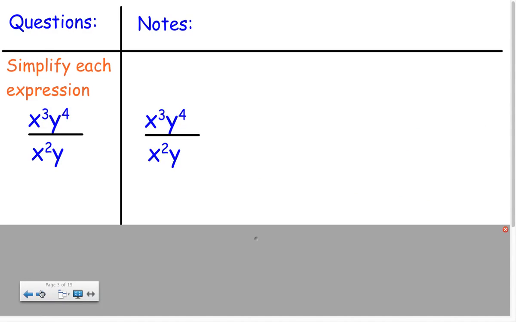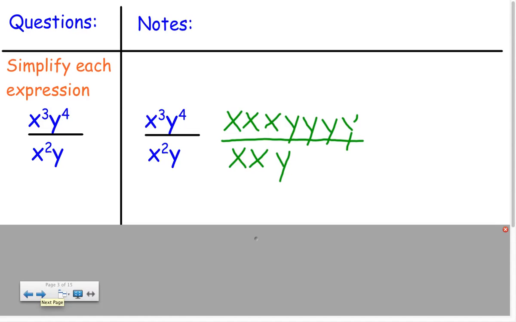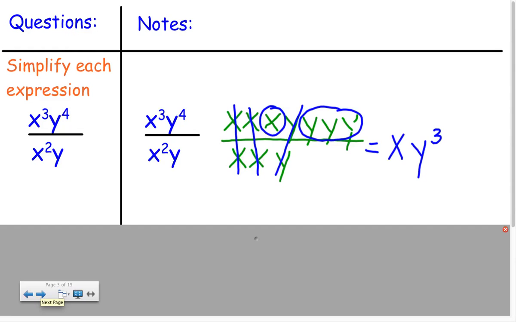All right, x cubed y to the 4th over x squared y. So that means there's 3 x's on the top and 4 y's. And on the bottom, there's 2 x's and 1 y. Cancel the x's that I'm able to. Cancel the y's that I'm able to. And I'm left with 1 x on the top and 3 y's. And again, I'm left with nothing on the bottom, so I don't need to make the fraction line anymore. I could put it over 1, but I don't need to.